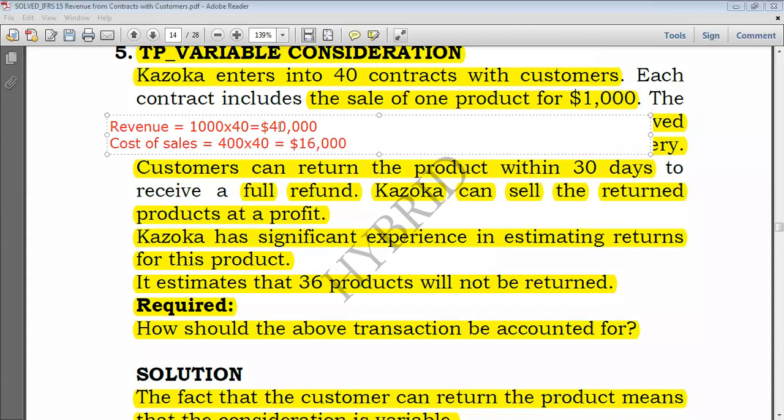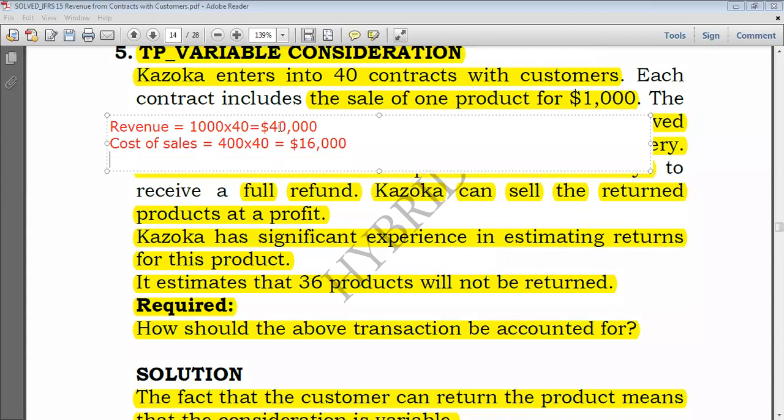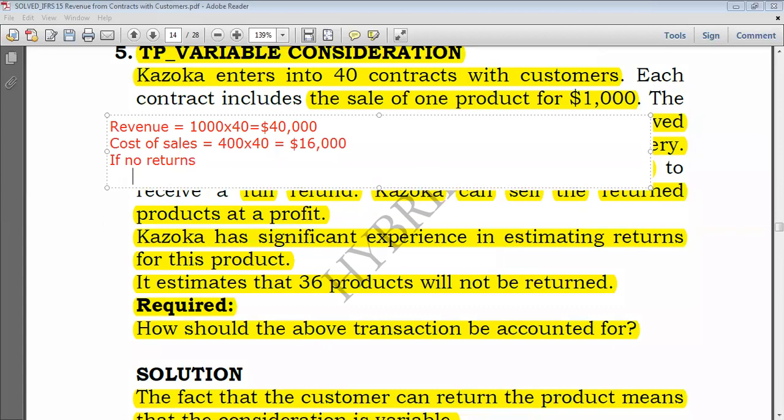But now we are pretty sure that 4 of the products would be returned. So if 4 of the products would be returned, we'll have to make some changes. So first of all, presume no changes. Suppose there are no returns to be made. If no returns, for the revenue part, I would have debited trade receivables, right? Just like in your previous accounting studies, debit trade receivables by 40,000 here.